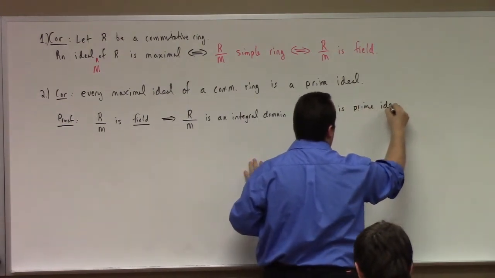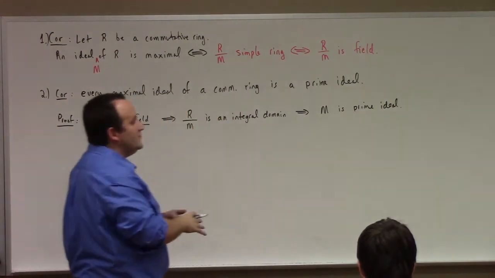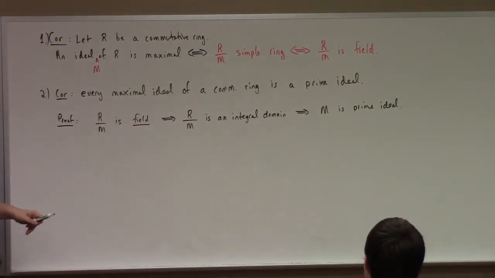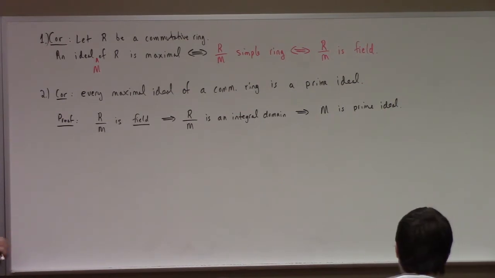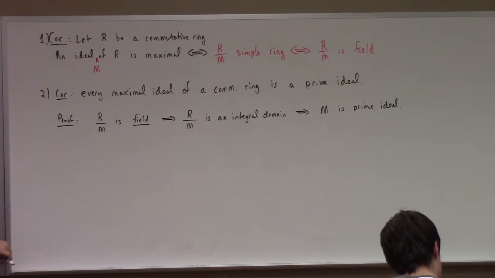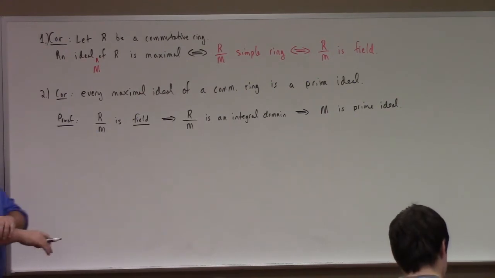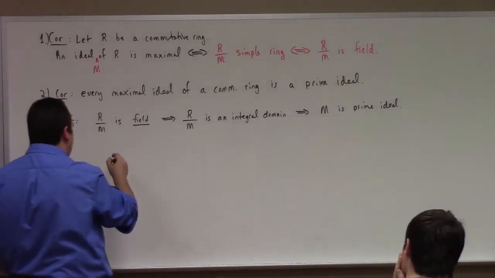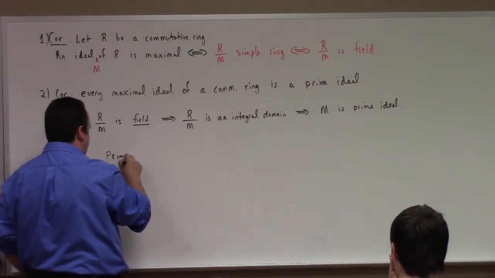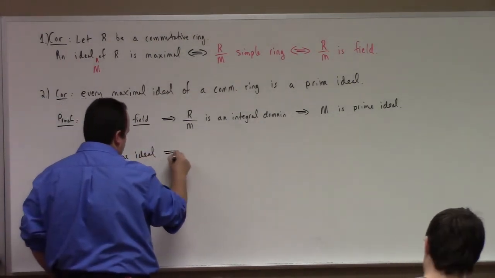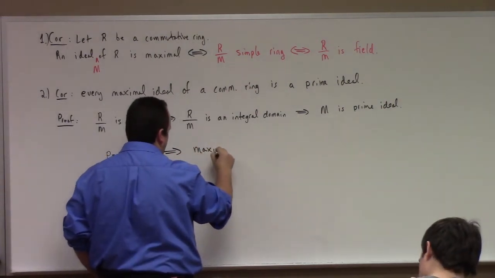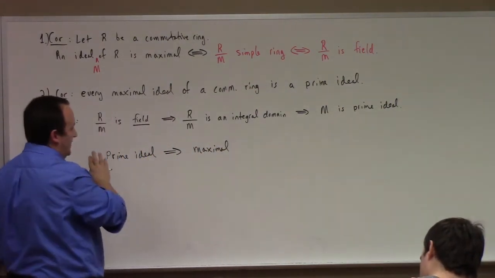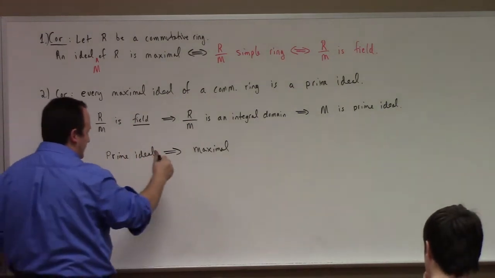A prime ideal. So I told you last time, these are the two major theorems to remember: a commutative ring mod a maximal ideal is a field, and a commutative ring mod a prime ideal is an integral domain. And those are if and only ifs. This is the other thing: maximal implies prime. However, the converse is not true. Prime does not imply maximal.